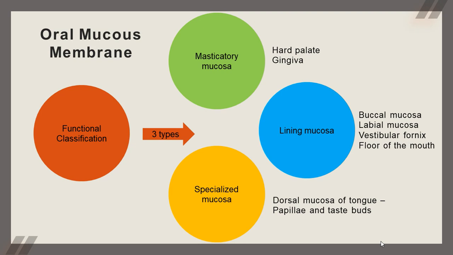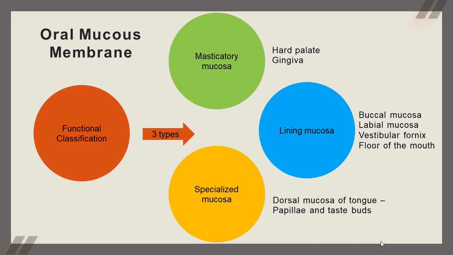The next type is lining mucosa. Lining mucosa is present in the buccal mucosa, labial mucosa, vestibular fornix or the vestibule, floor of the mouth, and soft palate. All these five structures of the oral cavity are lined by lining mucosa. An important MCQ that can be asked is: lining mucosa is also called as dash. Lining mucosa is also called reflecting mucosa.